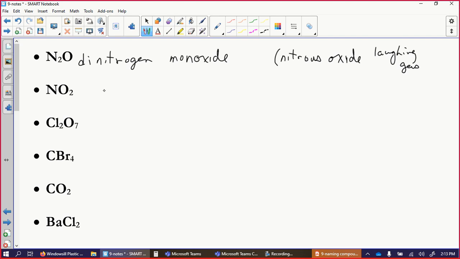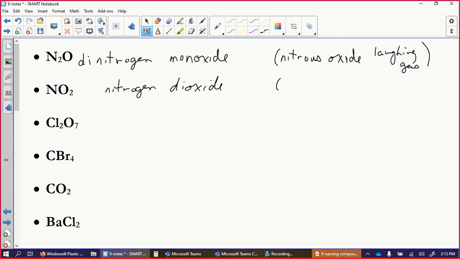There's this one, NO2. Well, I've got nitrogen again, but there's one of them. But it's the first element, so, well, it's just nitrogen. That's oxide. There's two of them. Dioxide. N2O, you can inhale. It makes you kind of giddy and euphoric and laugh and all that sort of stuff.